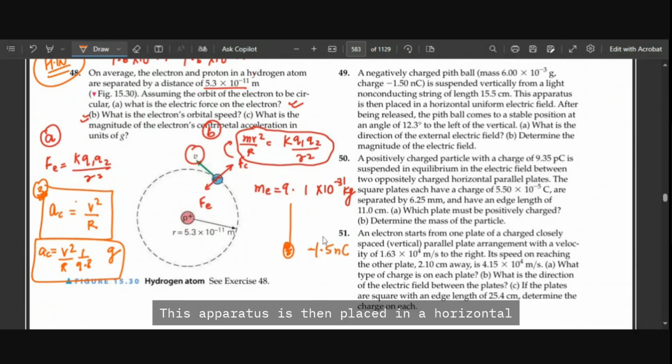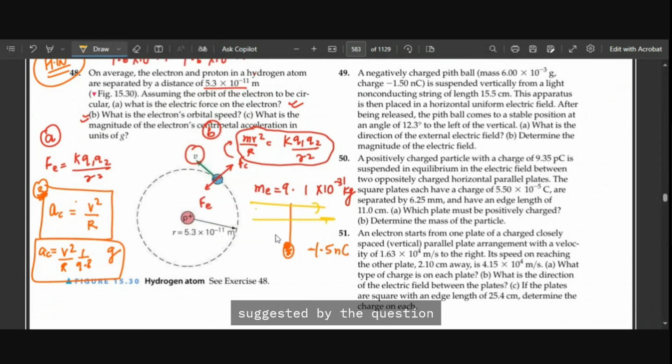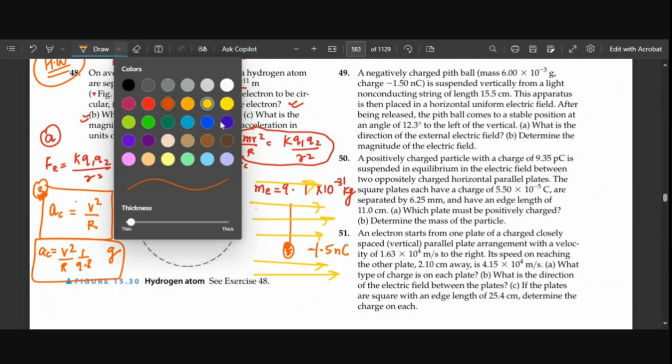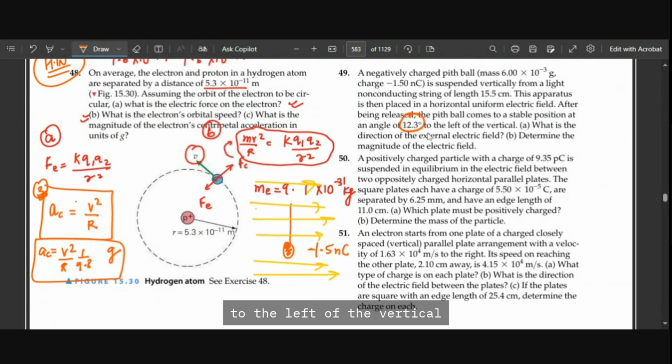This apparatus is then placed in a horizontal uniform electric field. So now there is an electric field, and it must be horizontal, as suggested by the question. This is something the mass will experience, the electric field. Now the question says, after being released, the pith ball comes to a stable position at an angle of 12.3 degrees to the left of the vertical. This means the object will be here and this angle should be 12.3, leftwards, as already mentioned.